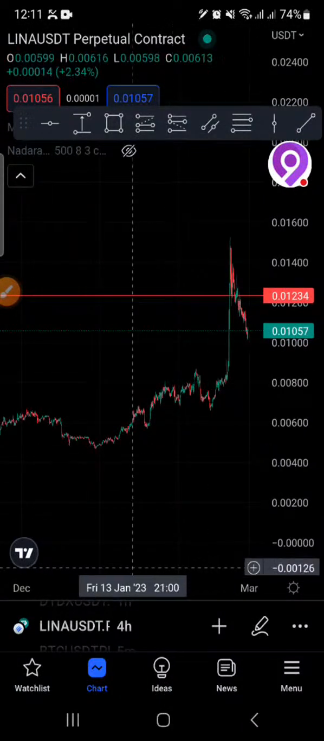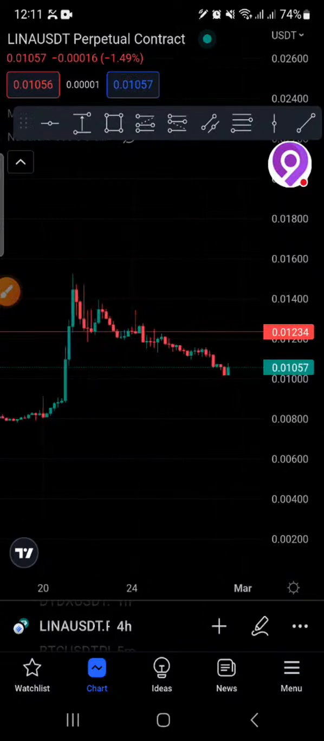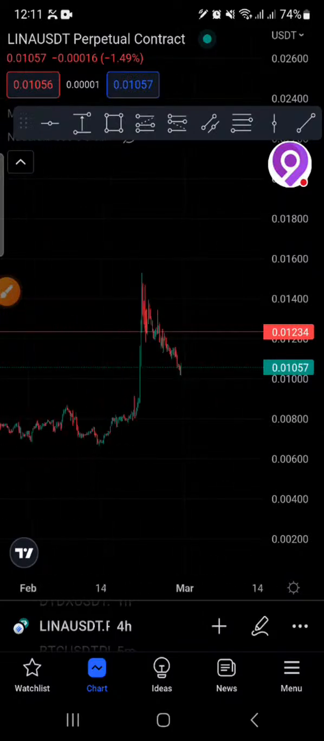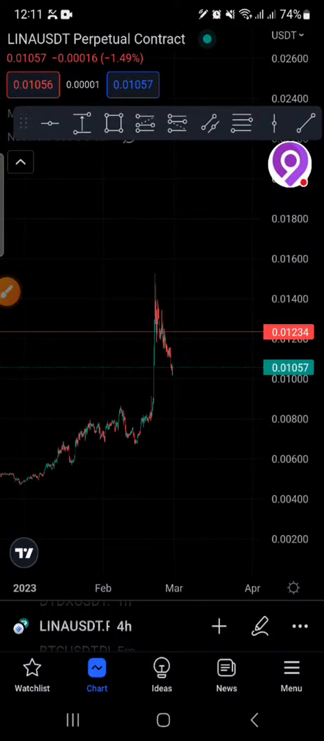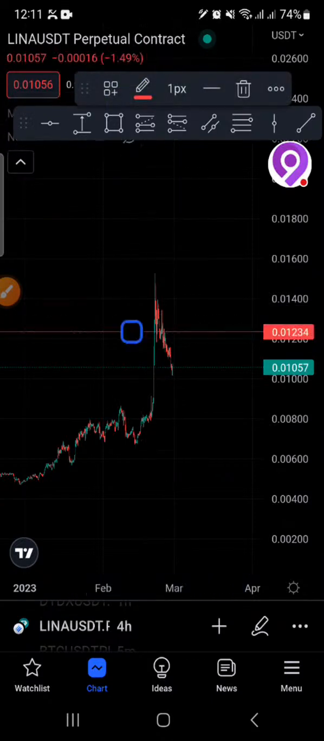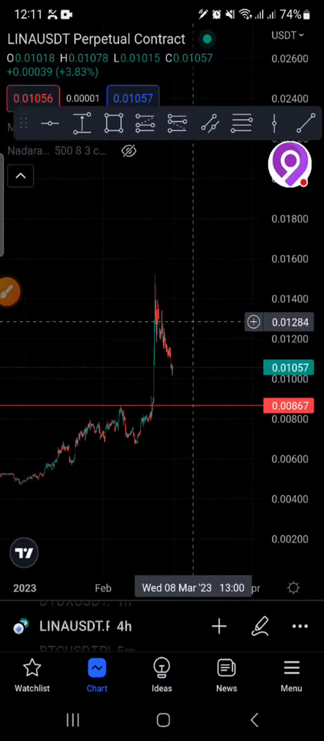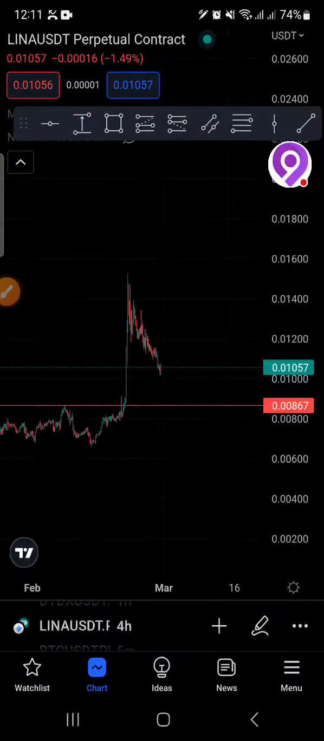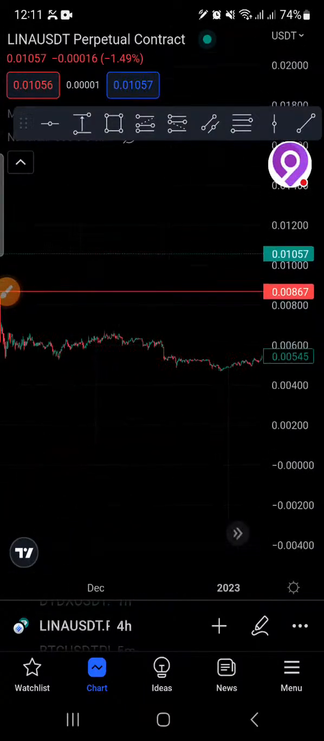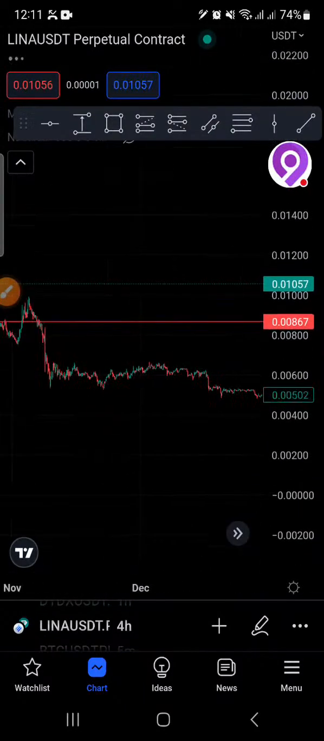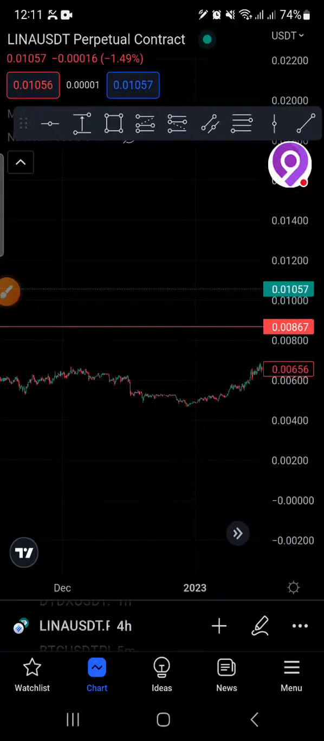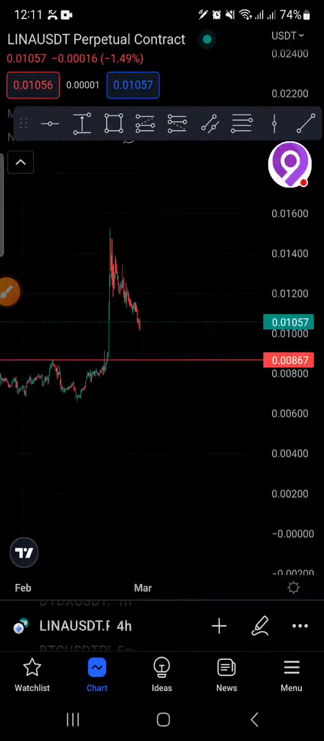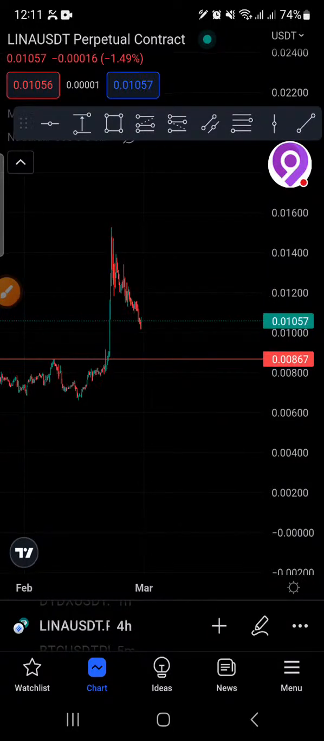Let's see. This has really pumped. Guess you need to wait. Keep watching. It's better you trade another coin. That coin can be manipulated. So let's check another one.